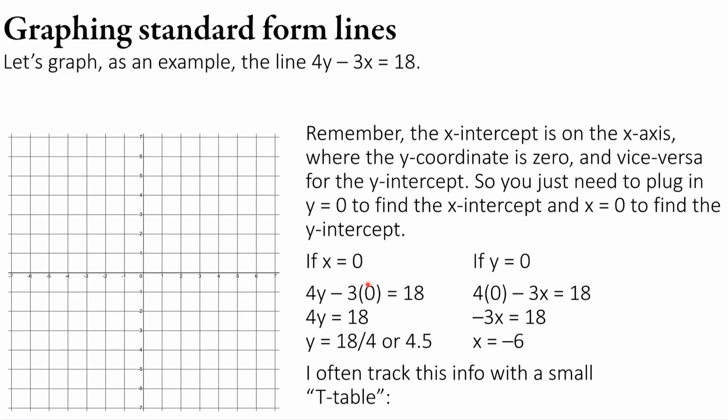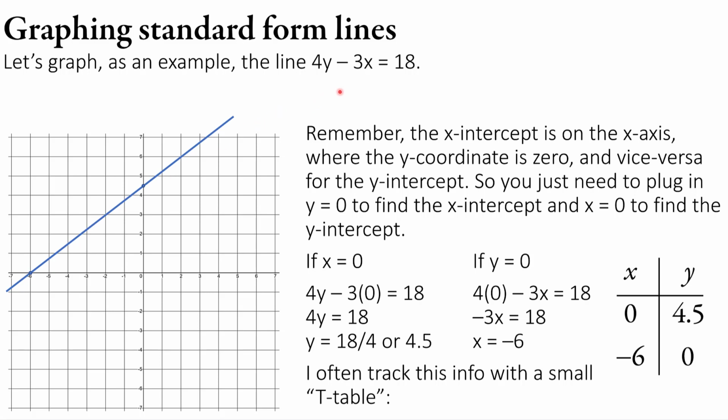And I often track all this information with a little t-table. Looks like this. When x is 0, y is 4.5. When y is 0, x is negative 6. And then these 2 points are on the line. And because this algebra here is pretty straightforward, I'm very confident that these are correct. So 0, 4.5 is right there. Negative 6, 0 is right there. And so therefore there's the graph of this line. So every point on this line satisfies this equation. If you plug in the x and the y coordinates, it makes it true.